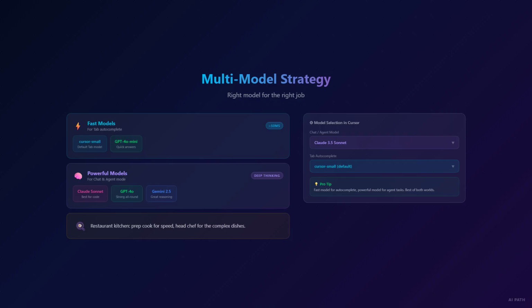Think of it like a restaurant kitchen. You have the prep cook who works fast on simple tasks, and the head chef who handles the complex dishes. In Cursor Settings, you can pick your preferred model for chat and agent mode. The best strategy? Let Cursor use its fast model for autocomplete, and pick Claude or GPT-4 for the heavy thinking.